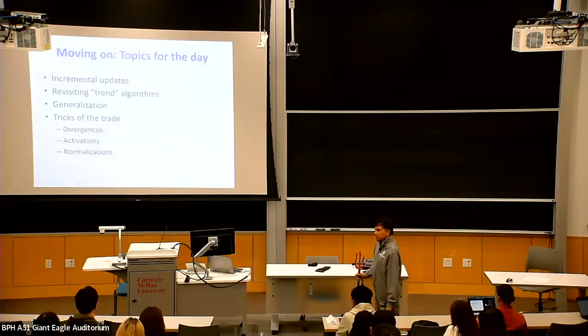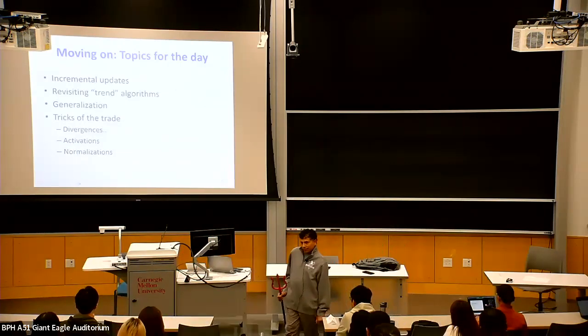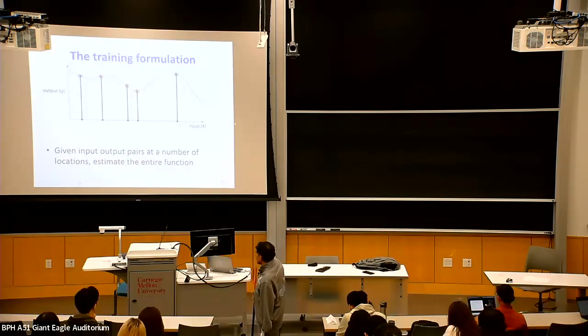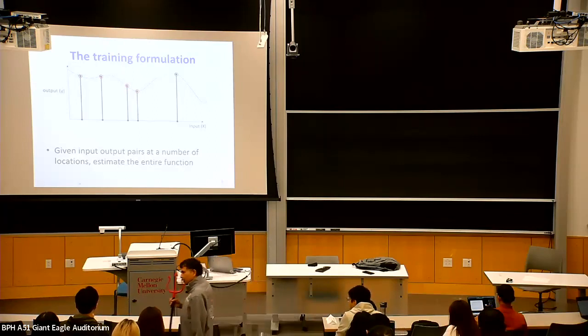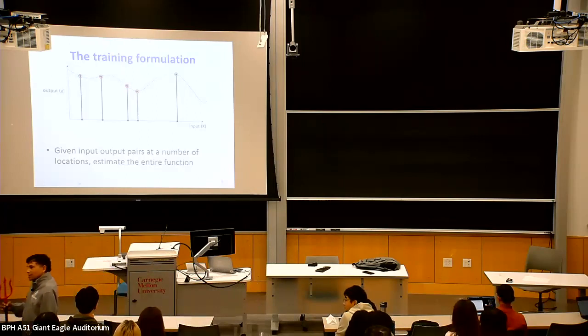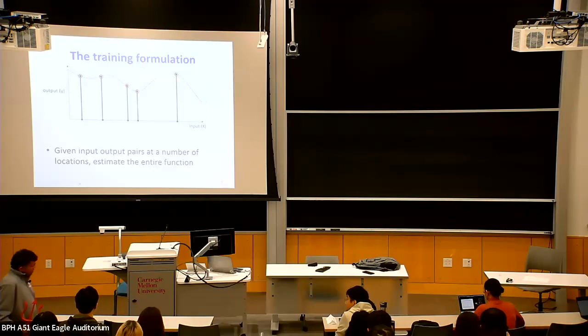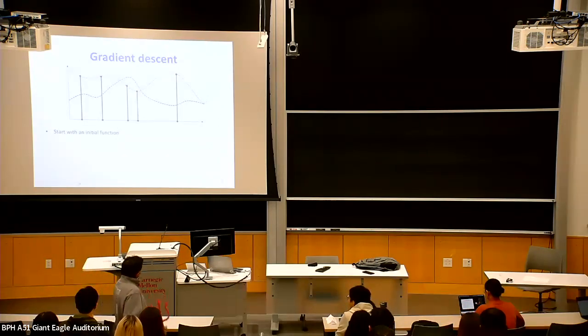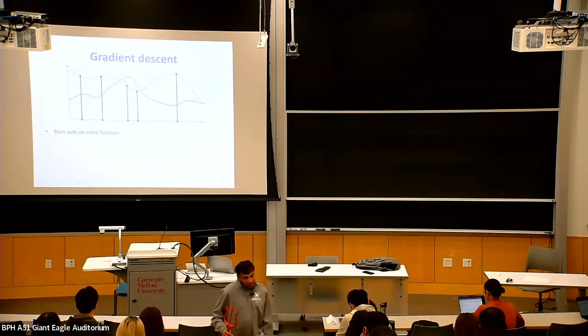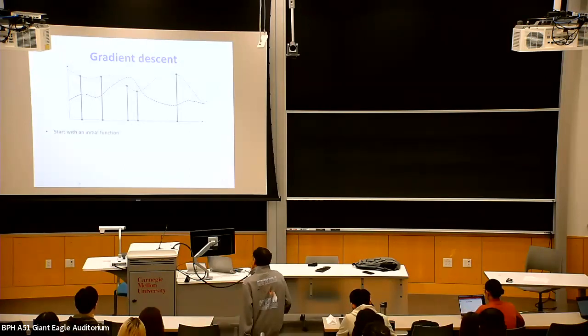So we're going to start off on talking about incremental updates. Here's how we set up the problem. We were given a collection of training samples which comprised input-output pairs, where for each input you specify the desired or the target output for that input. And based on just this small number of samples, we would like to estimate the entire function. And so the way we did it was to set our network parameters such that it computed some initial function shown by the dotted red line over here.